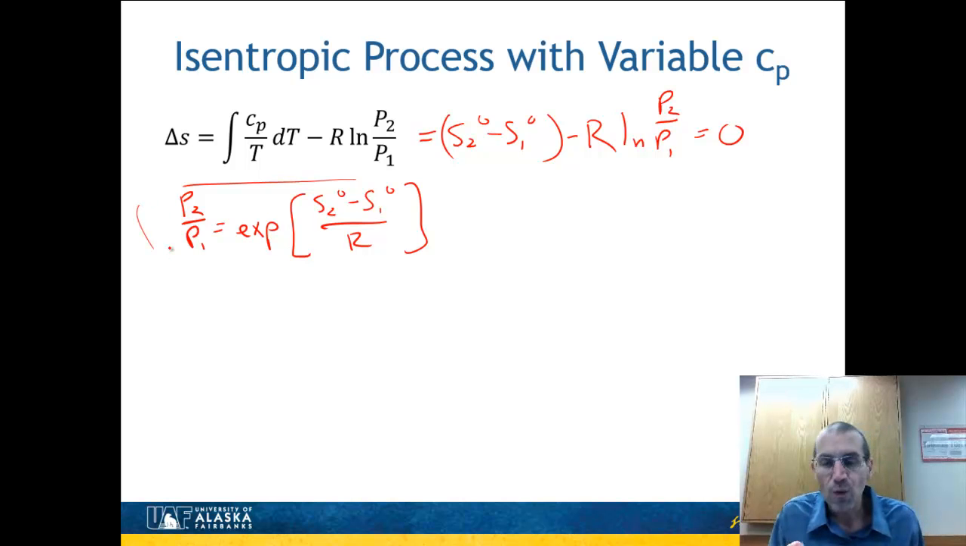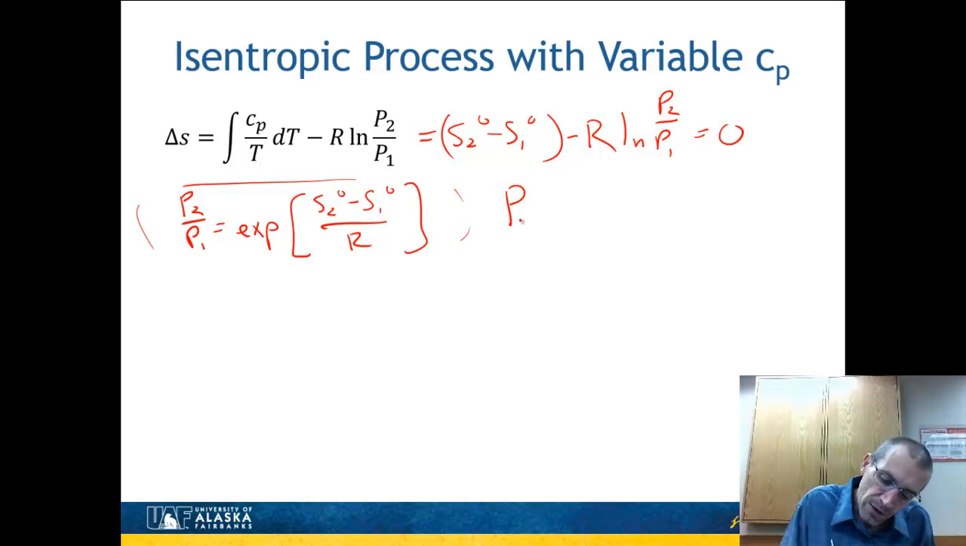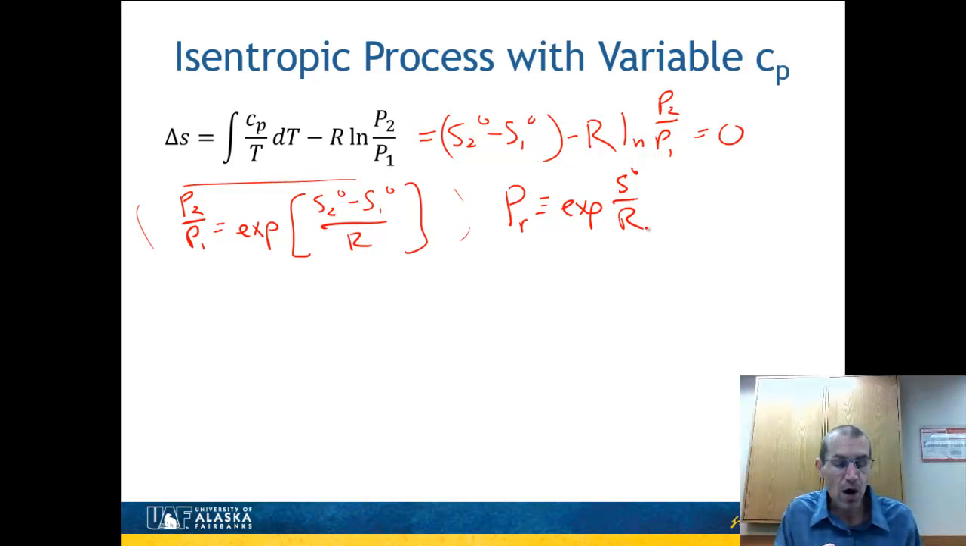So again, I have a ratio of pressures equal to some function of the ratio of the temperatures. And so if I define something called the relative pressure, this is P sub r, this is called the relative pressure, as the exponential of s° over R, that right there is simply a function of temperature.